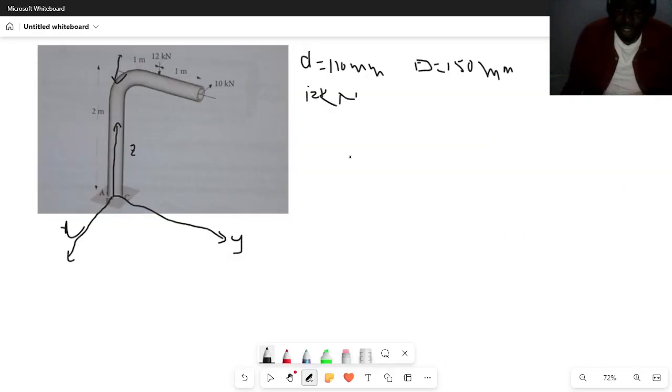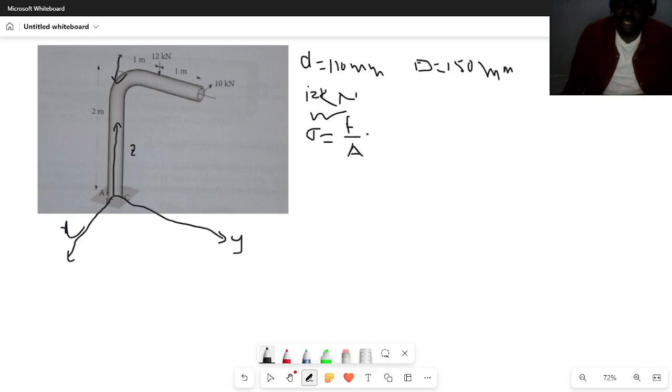Sorry guys, I'm really sorry for that. Now I'm back. 12 kilonewton. What is the effect of 12 kilonewton under this element? It creates a compressive force. Now we know because of a compressive force, it creates a stress of F over A.